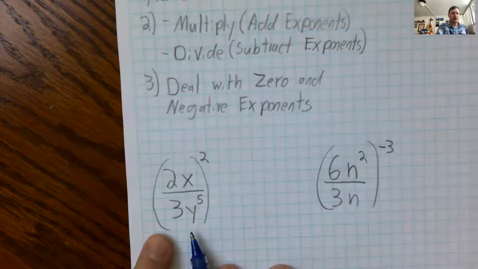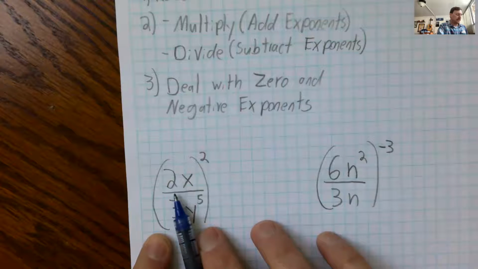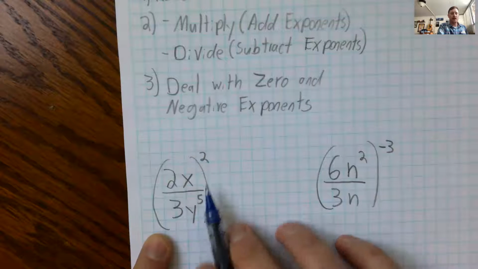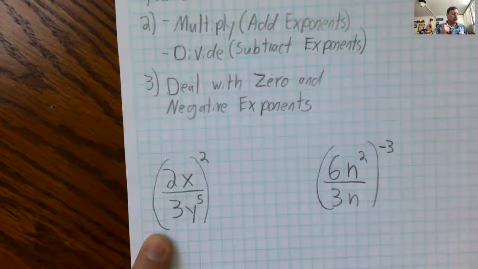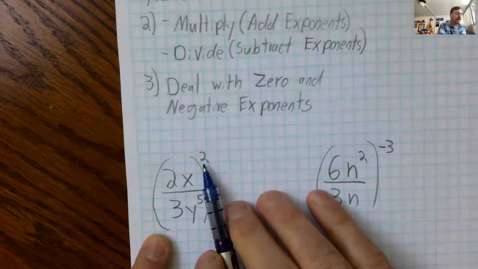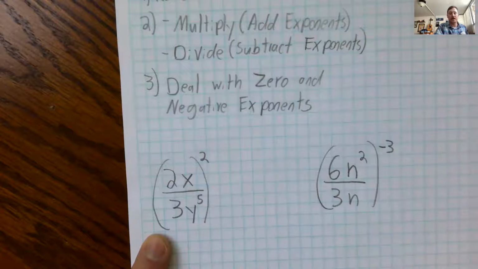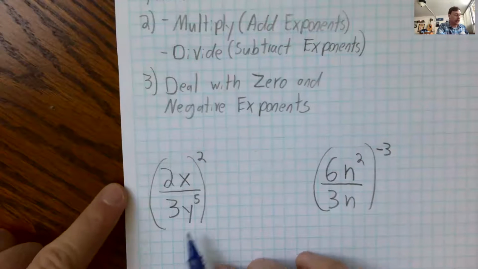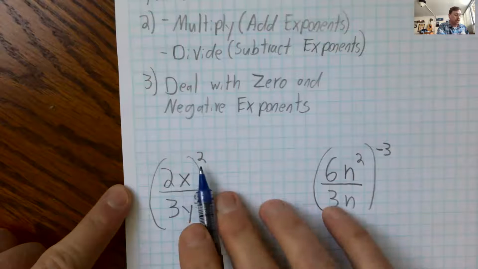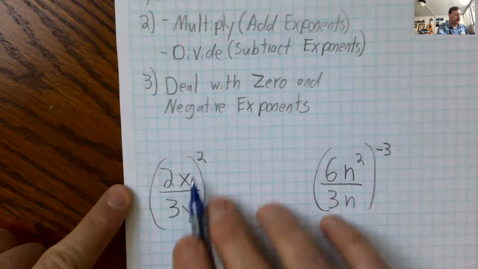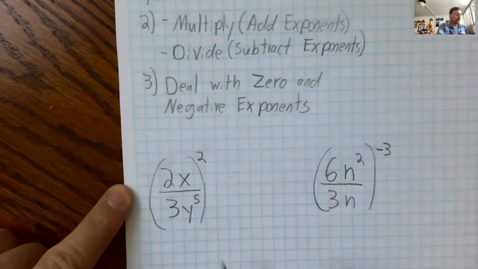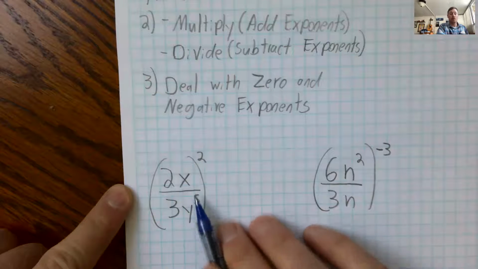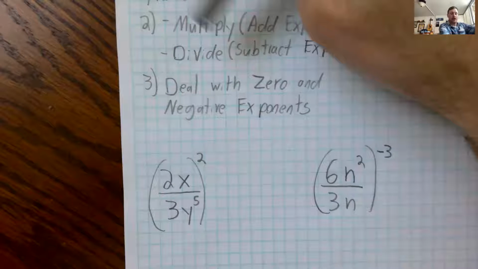Let's start with this one right here. I've got 2x over 3y to the fifth, all raised to the second power. So we always want to start with raising a power to a power. And just like in the last video, we are going to basically distribute this exponent to what's inside the parentheses. But now I have a lot more terms to deal with, and that's okay. We're going to raise 2 to the second power, x to the second power, 3 to the second power, and y to the fifth to the second power. So let's see what that looks like.